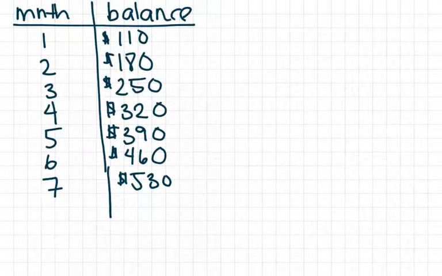So on the left-hand side of the page, I've got a chart for you. In month 1, your checking account balance is $110. Maybe you just started that job. You just started saving. Month number 2, you've got $180. Month number 3, you've got $250. Month 4, you've got $320. Month 5, you have $390. Month 6, $460, and month 7, $530.